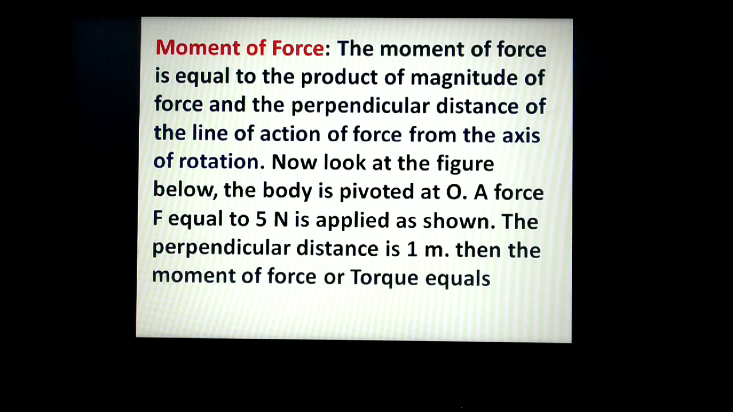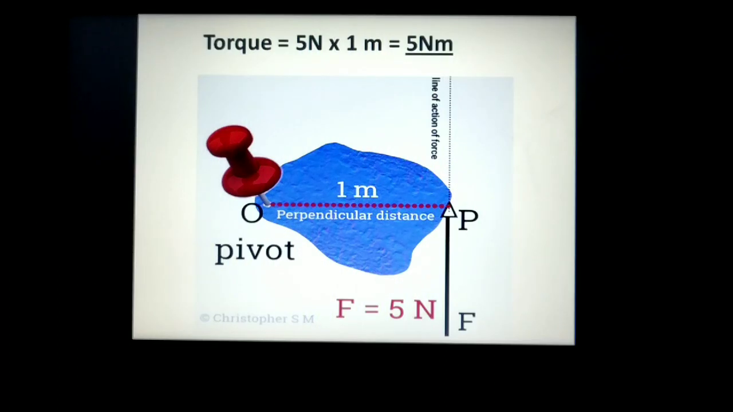Now look at the figure below. The body is pivoted at O. A force F equal to 5 Newton is applied as shown. The perpendicular distance is 1 meter. Then the moment of force or torque equals, in this case, 5 Newton into 1 meter. We can see in the figure that the perpendicular distance is 1 meter. So we get the answer 5 Newton meter.